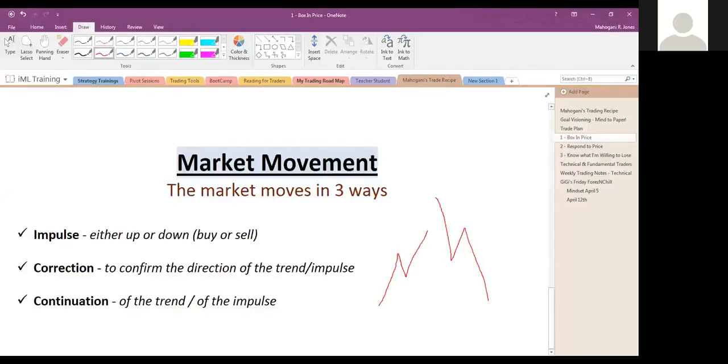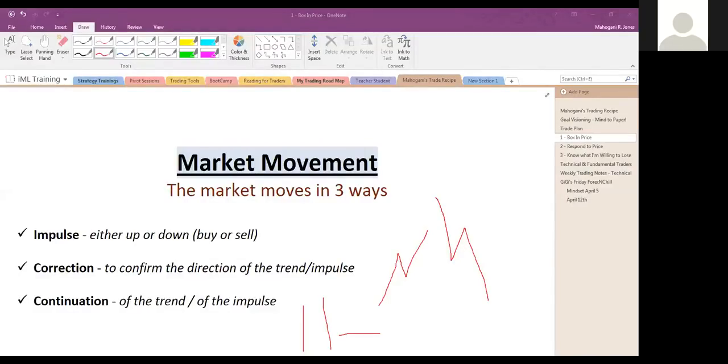Now, you can also say the market moves up, down, and sideways. That's still impulse, correction, continuation. When you look at the chart, that is all you should be looking for. I'm saying this over and over again because if you get this in your mind, you will be a very successful trader. Impulse, correction, continuation. Now let me go ahead and share my screen, and we're going to mark up a pair.